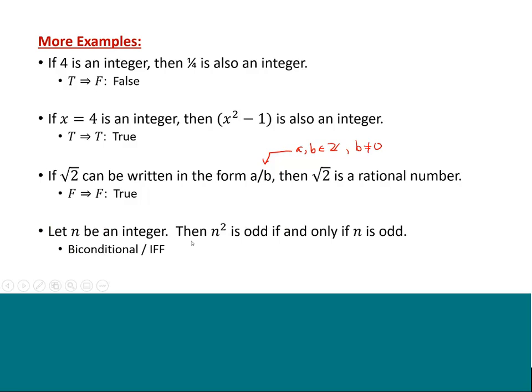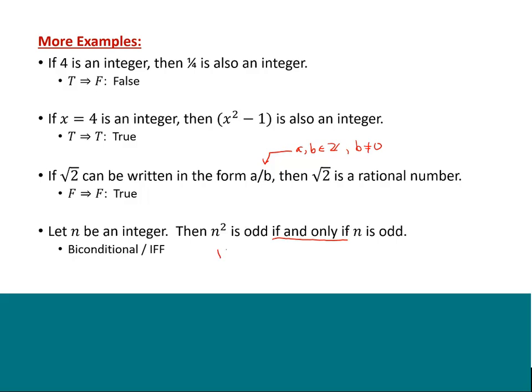It says, then n squared is going to be an odd integer if and only if n is an odd integer. Now, this one is written a little bit differently. At this point in your mathematical career, you may or may not have seen if and only ifs before. Sometimes you see them a lot in high school and various other places, and sometimes people don't. Okay? If and only if statements are called biconditional statements, and what that means is you actually have two if-then statements together.